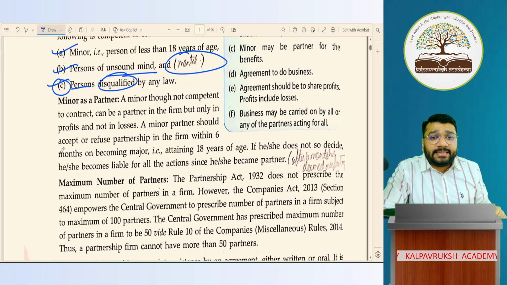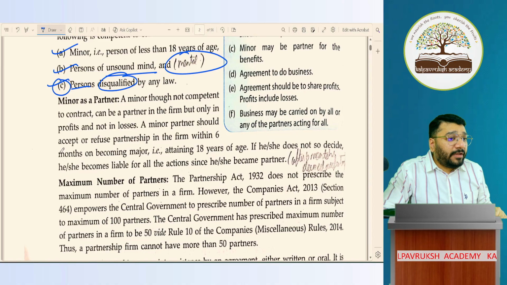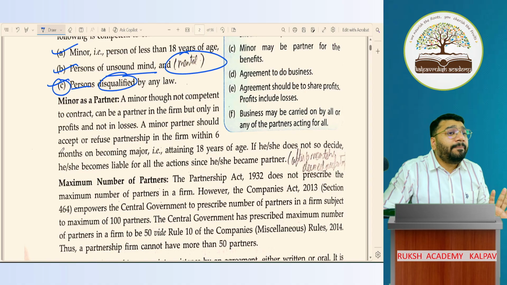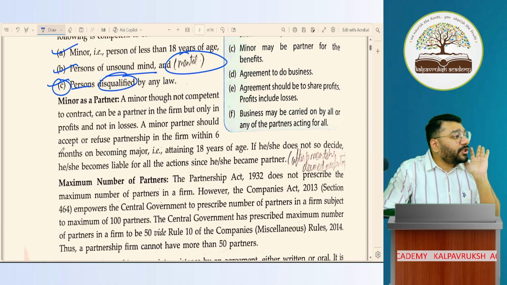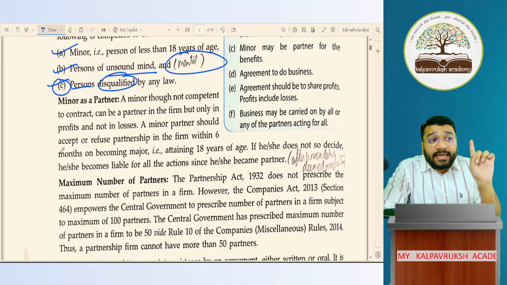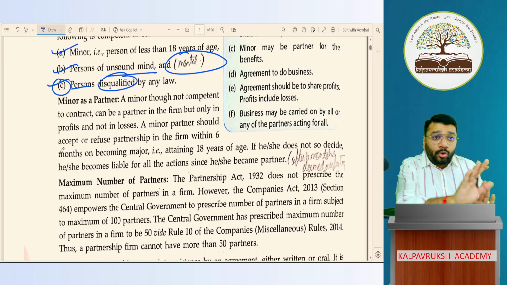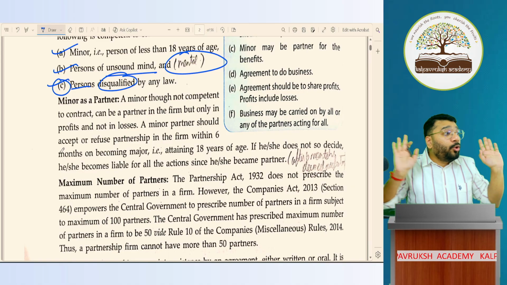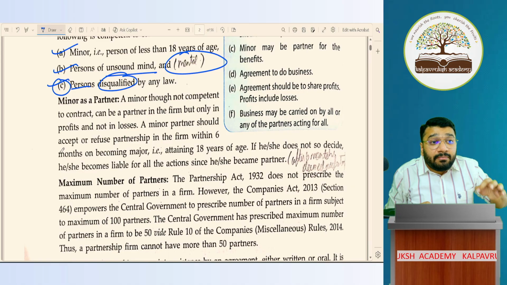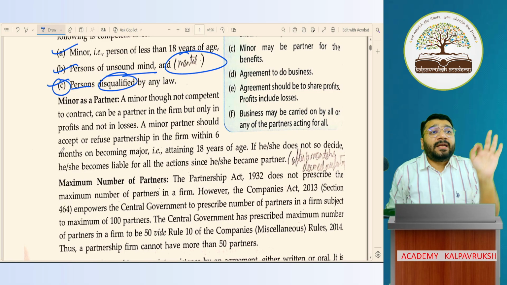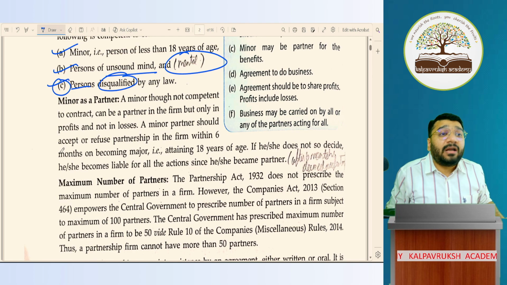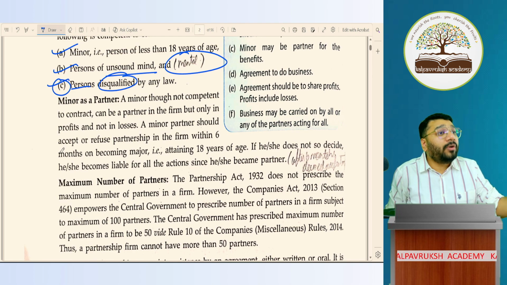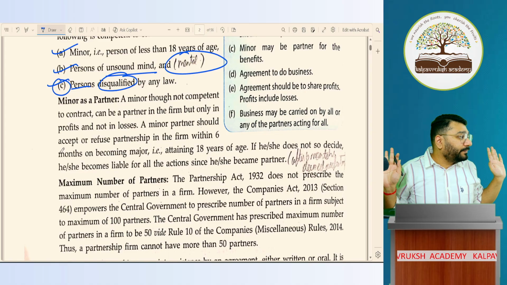Now, once the minor becomes major, that is, he has completed 18 years of age. Last class, we saw an example that on 1 Jan 2025, a minor partner became a major. That is, his birthday was on 1 Jan. Now, within how many months is he supposed to inform the firm that, look, I want to continue as a partner or I don't want to continue as a partner? Within 6 months from the date of his birthday, he has to give a confirmation to the firm that, look, I want to continue, or, look, I don't want to continue.